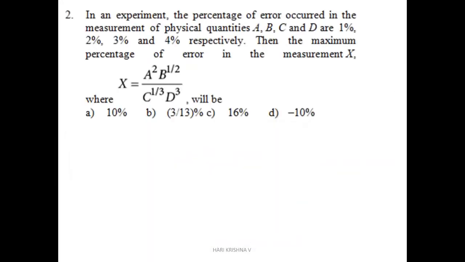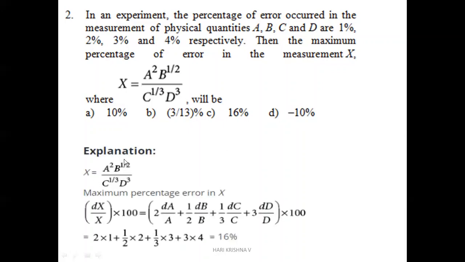In an experiment, the percentage errors in measurement of physical quantities A, B, C, D are 1%, 2%, 3%, and 4%. And the equation they have given is x = a squared b power 1/2 c power 1/3 d power 3. Seeing this, it is not at all difficult, very simple. When you take log of m power n, it is taken as n log m. Same way, when you take dx by x into 100%, it equals 2 dA by a plus 1/2 dB by b plus 1/3 dc by c plus 3 dD by d.